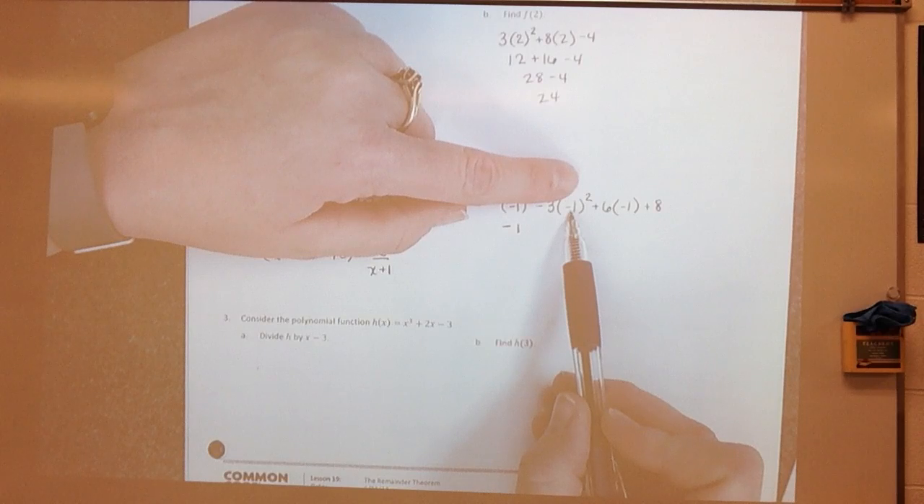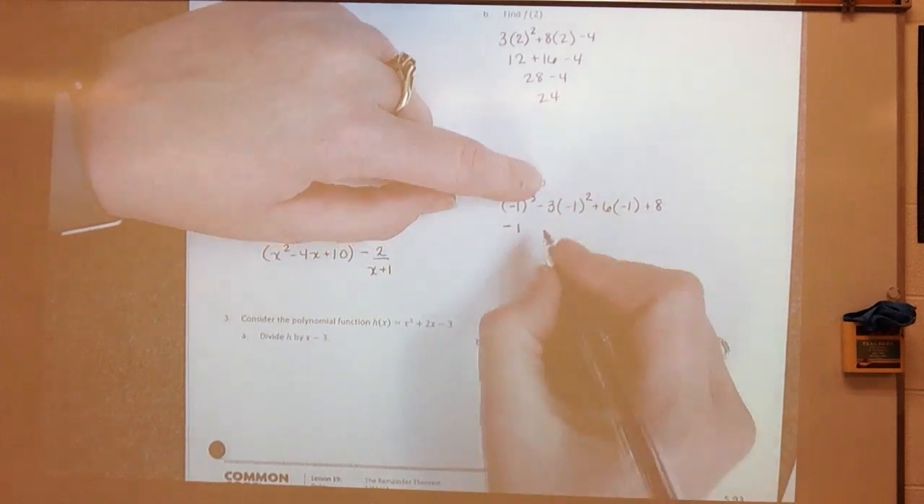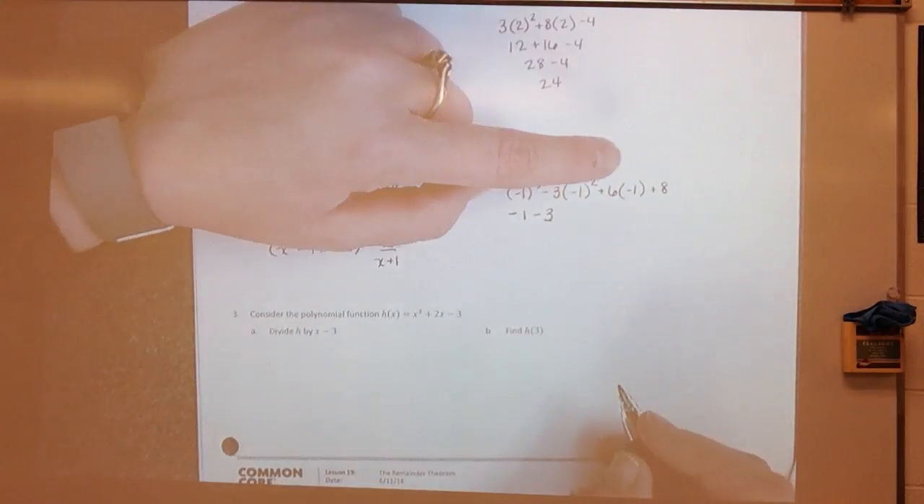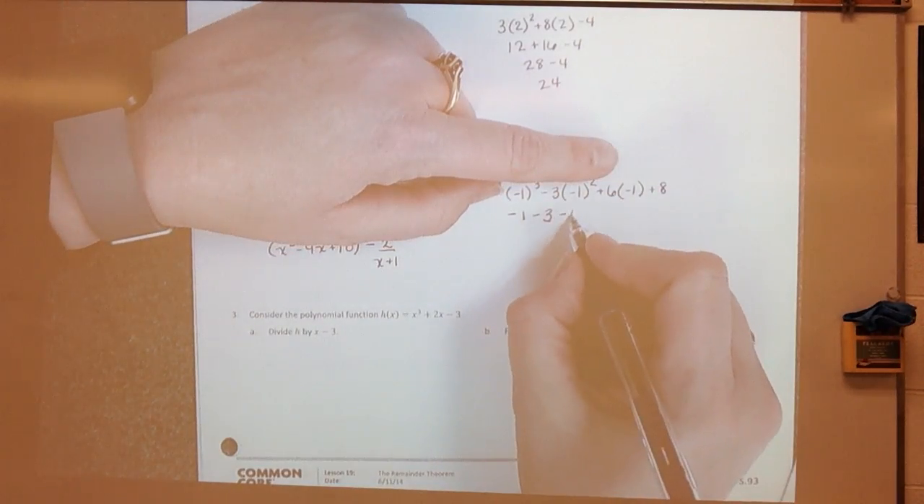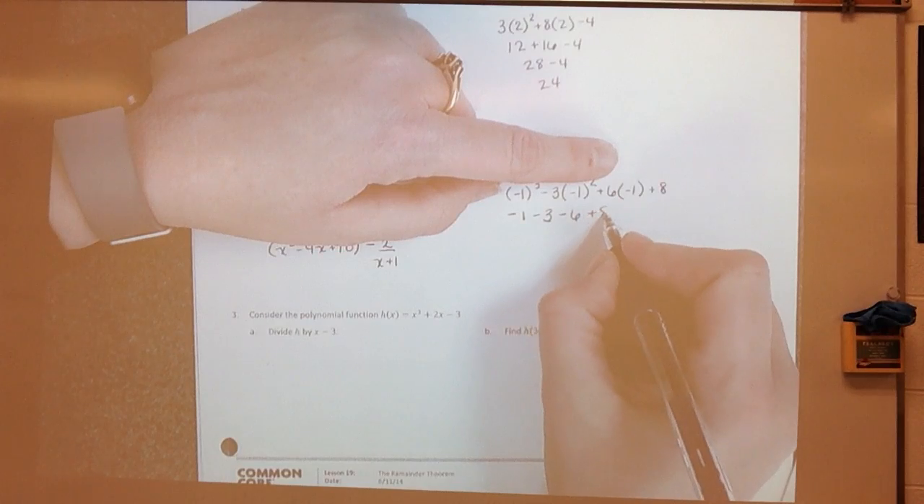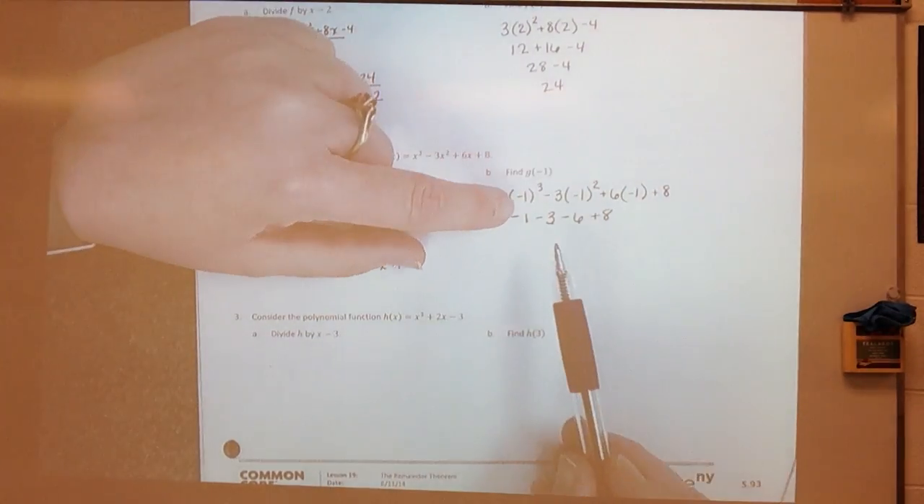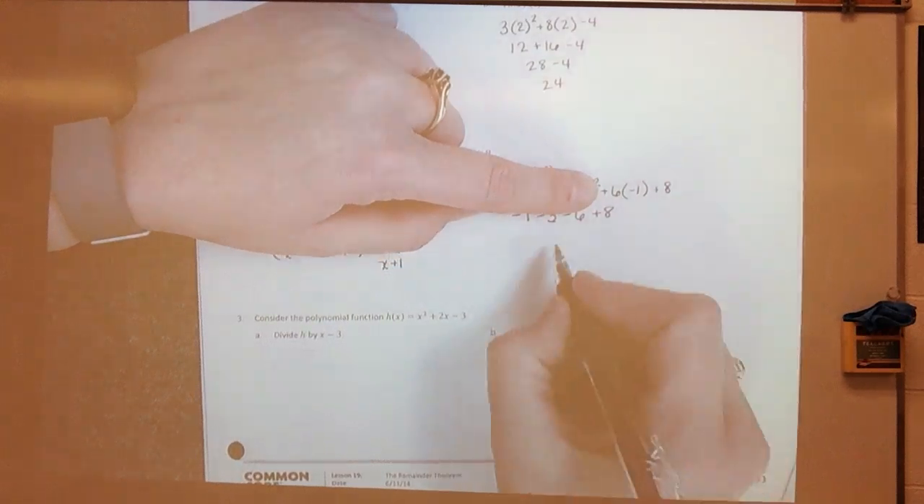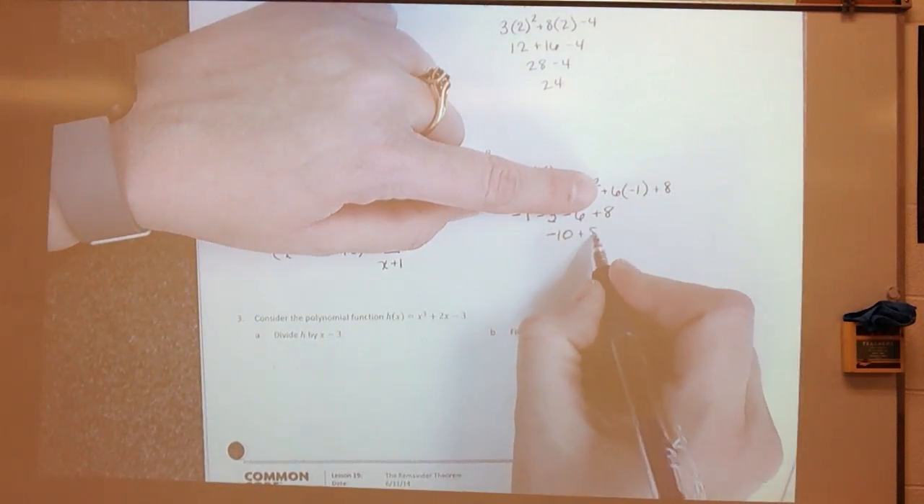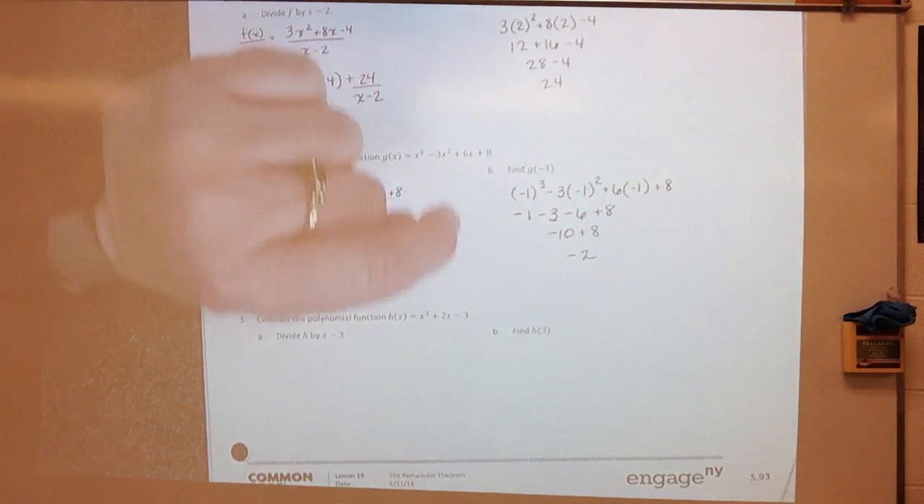1 squared is 1. 1 times 3 is 3, so I get minus 3. Plus 6 times negative 1 is negative 6. Plus 8. Alright, so I get negative 4, negative 10. So I have negative 10 plus 8, which is negative 2.